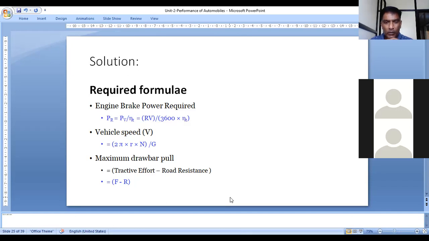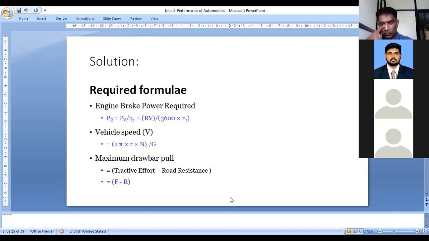Mangesh, have you written these formulas? Mangesh Misal. Sir, yes, sir. Okay. Sachin Shirsagar. Yes, sir. Completed.